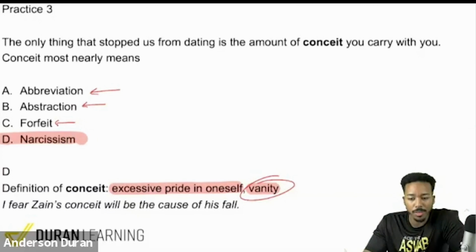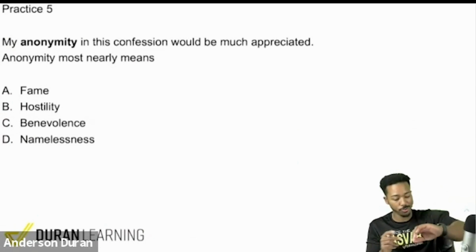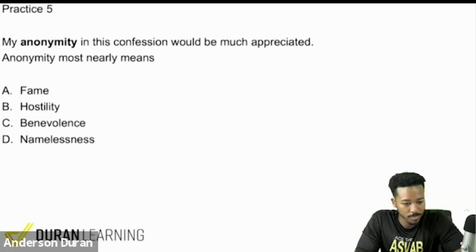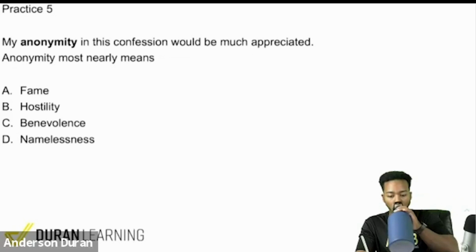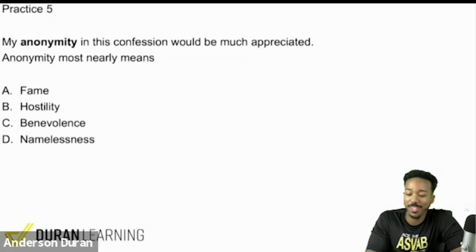Cool. Sounds good. So with that said, let's go ahead and go back here, inexorable. And 3, 2, 1, let's go. Looking at our final 3, 2, and 1.